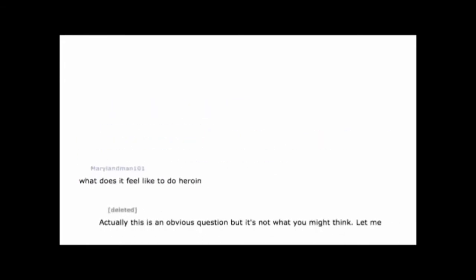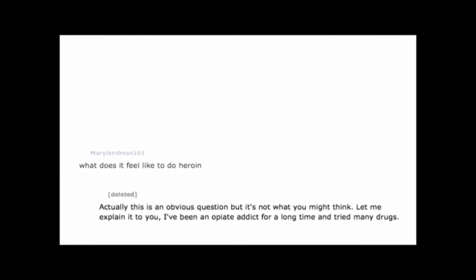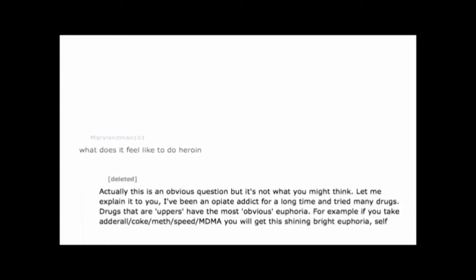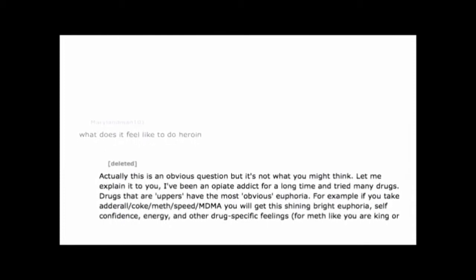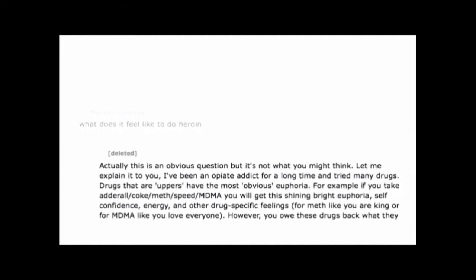Actually, this is an obvious question, but it's not what you might think. Let me explain it to you. I've been an opiate addict for a long time and tried many drugs. Drugs that are uppers have the most obvious euphoria. For example, if you take Adderall, Coke, meth, speed, MDMA, you will get this shining, bright euphoria, self-confidence, energy, and other drug-specific feelings. For meth, like you are king, or for MDMA, like you love everyone.